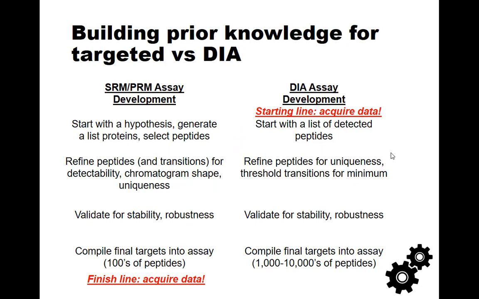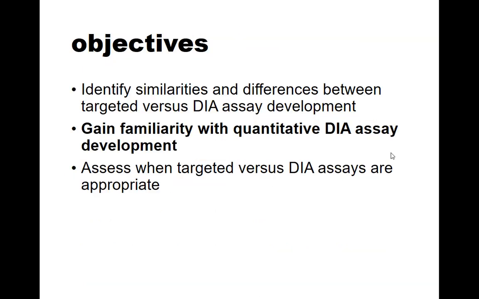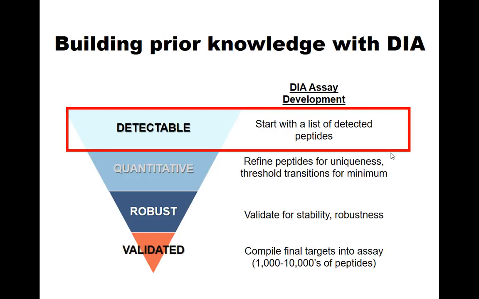So with the SRM and PRM assay development, just to refresh your memory, we're actually going to be doing a lot of the same steps with a DIA assay development for quantitative peptide measures, but we're going to start off having all of this data instead of getting to the end of our assay refinement and then collecting our data. So let's jump in and get a little bit more familiar with a quantitative DIA assay development.